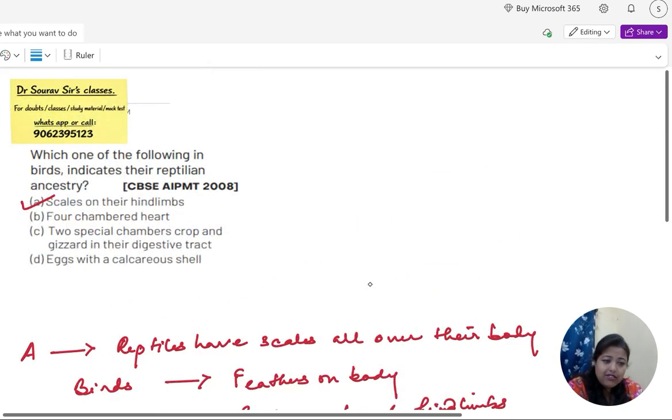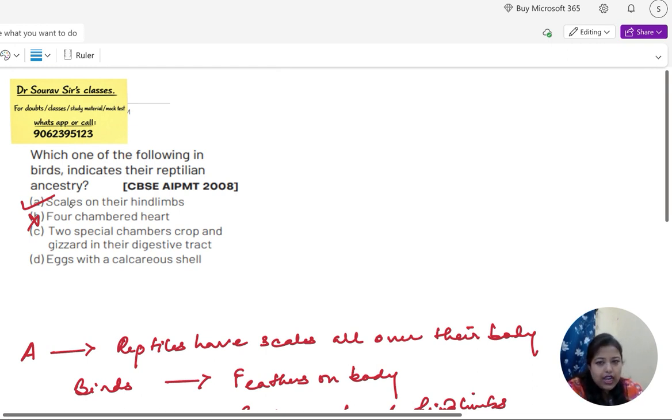Now next option. See, we have got the answer. We can just end the video over here, but just learn from the other options and why other options are wrong, so you will have a complete concept clearance. Next is 4-chambered heart. This is wrong. Why is this wrong? Because birds have got 4-chambered hearts, but reptiles mostly had 3-chambered hearts.